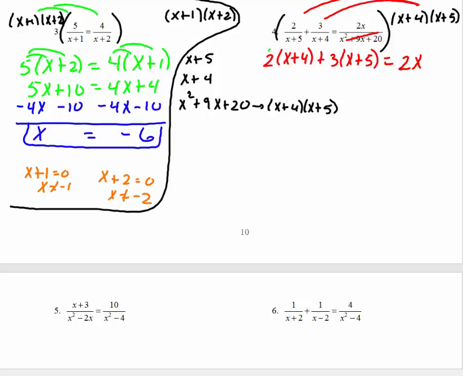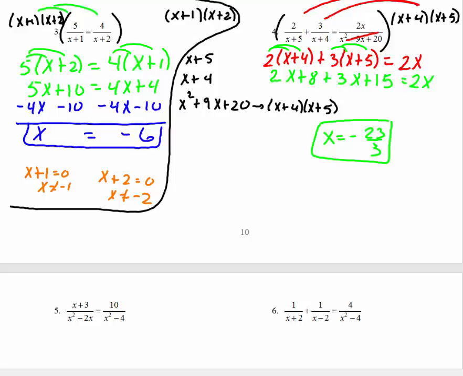So now I'll distribute 2 times x and 2 times 4, so I get 2x plus 8. Distribute the 3, I get plus 3x plus 15, and it still equals 2x. So this is just a linear equation. I'm going to let you finish out solving that completely, but I will give you the answer. The answer is x equaling -23 over 3. Is that answer okay to keep?